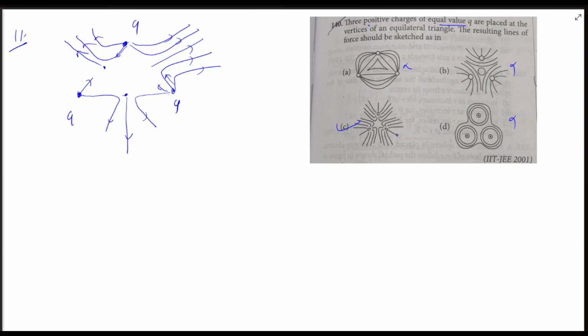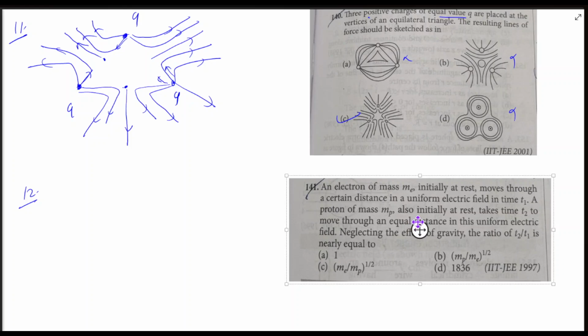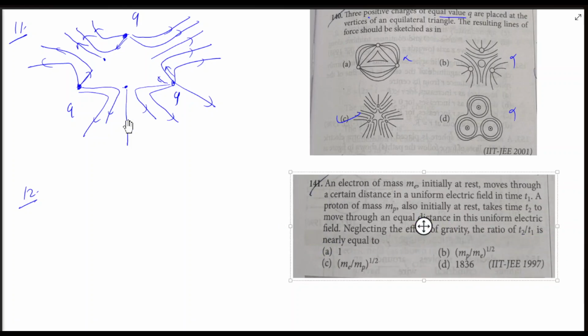Now in this figure there is no middle line, but it is fine. We need to make just an approximate diagram, right? Electric field from here will go like this. Okay, so the field will be like this. So we have our option. Next, move on to 12th. So these questions are pretty easy, right?